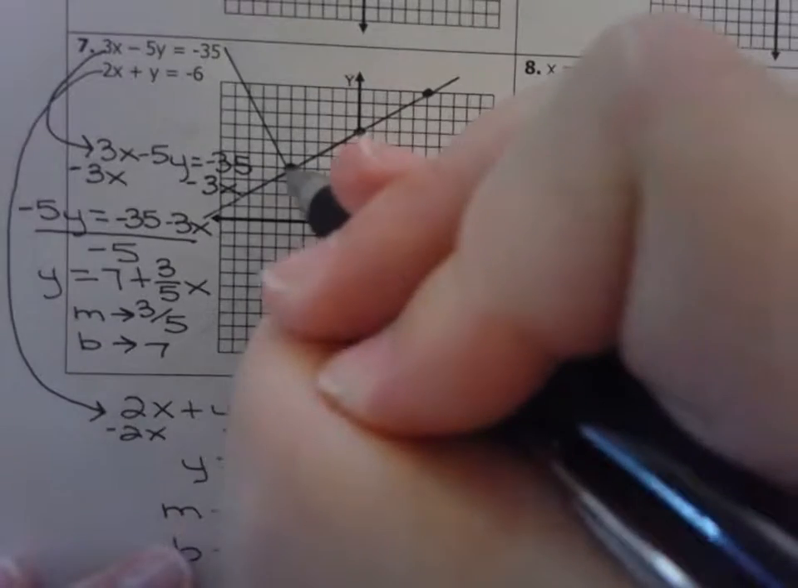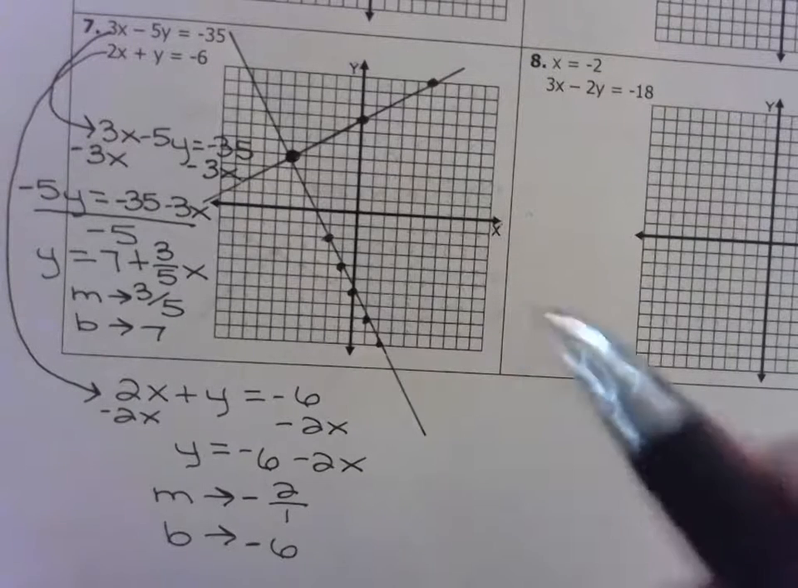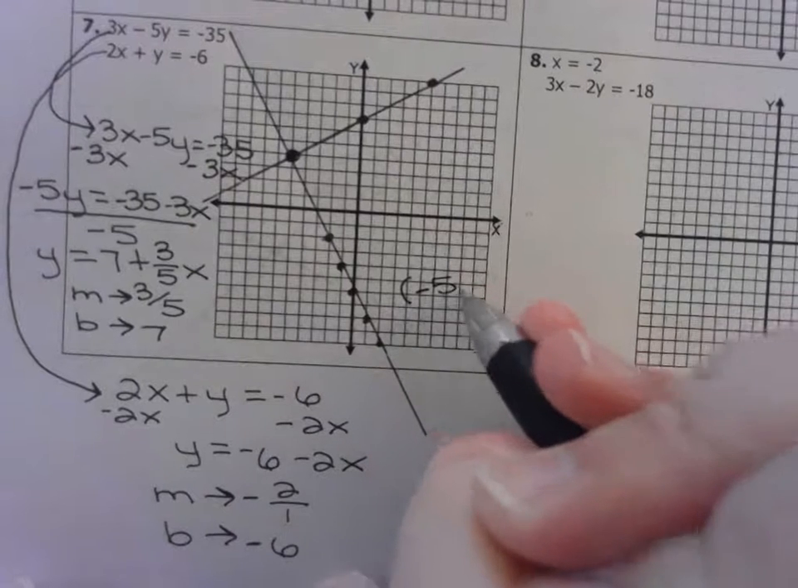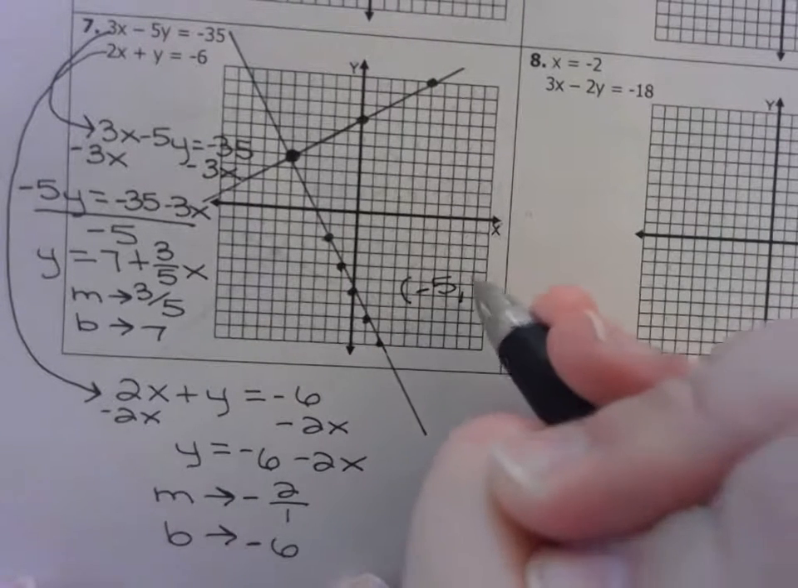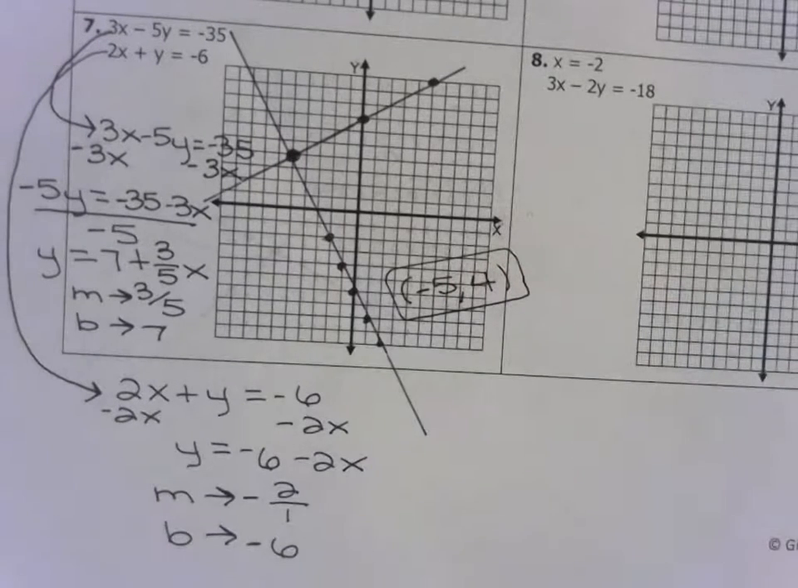Right here is where it looks like they cross. You might have to estimate a little bit. And what is that point where they cross? Negative 5, comma 4. So negative 5, 4 is your answer. You need to have the ordered pair where they cross. That is your answer.